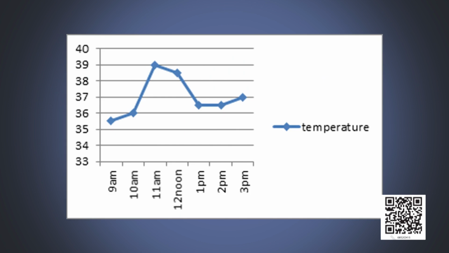Now, look at this graph. Let us draw a vertical line at 1 pm. It will meet our line graph at this point. Then what is the height of this point? It's 36.5, isn't it? So, the patient's temperature at 1 pm is 36.5 degrees Celsius.